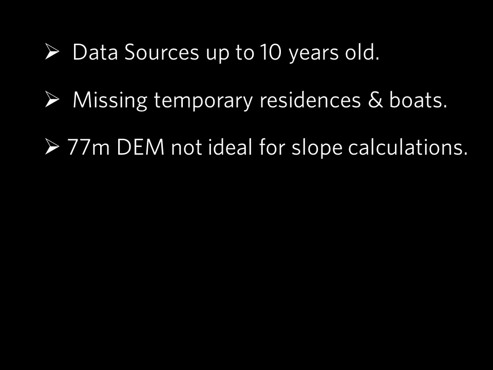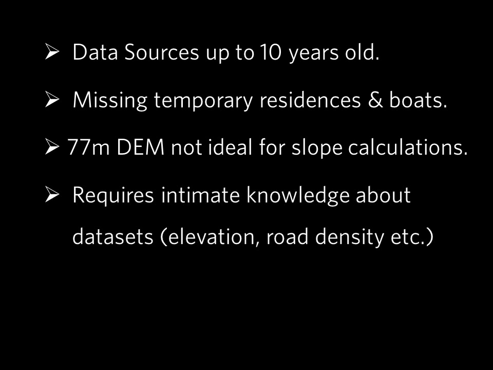Additionally, using the 77-meter DEM for slope calculations along the North Shore Mountains proved to be about 100 meters off sometimes in the line where houses were, especially on the North Shore where houses are built on very steep slopes.